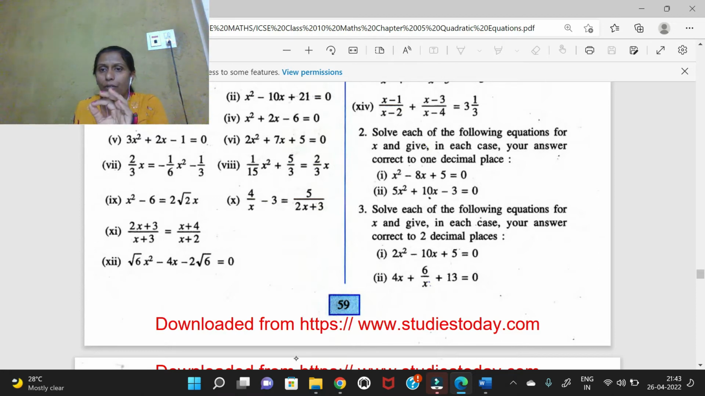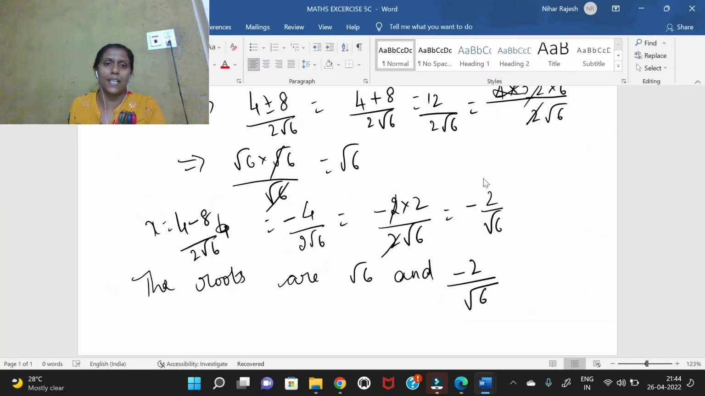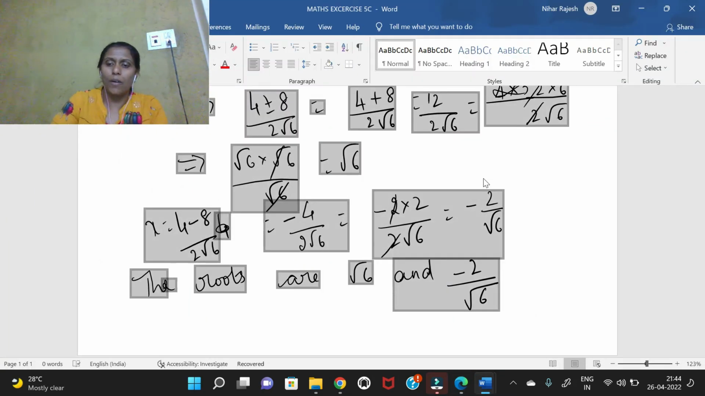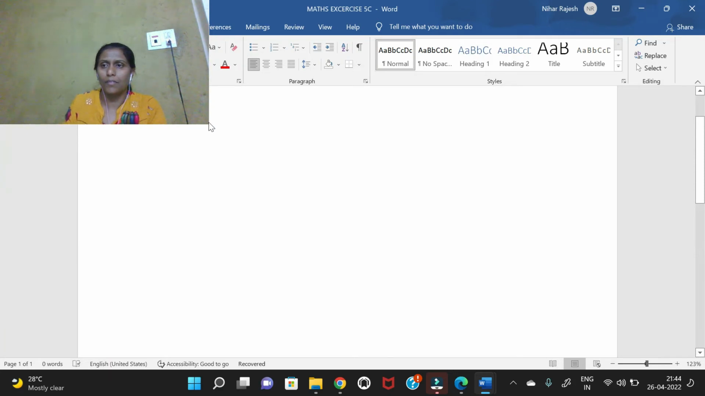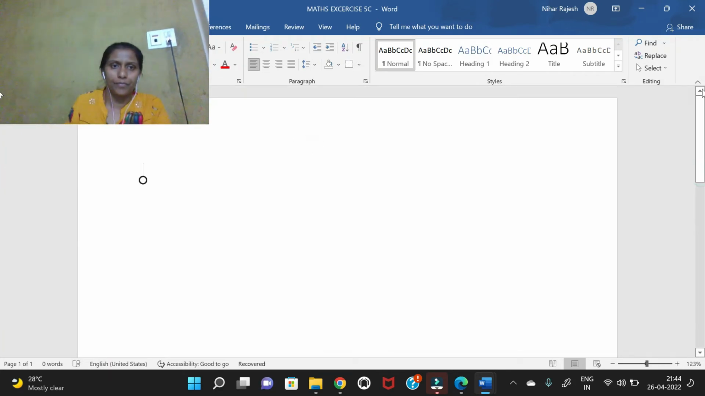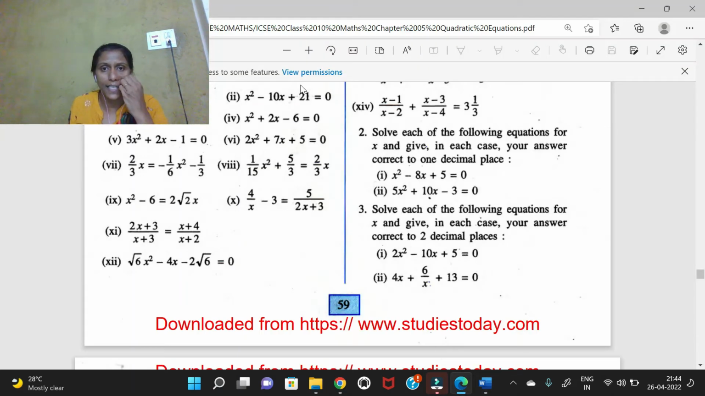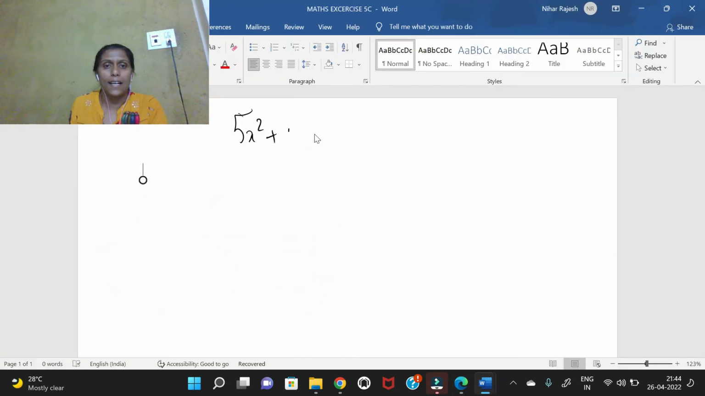Solve each of the following equations for x and give in each case your answer correct to 1 decimal place. Okay, now let me take the second one. 5x square plus 10x minus 3 equal to 0. Okay, now I am rubbing it off. 5x square plus 10x minus 3 is equal to 0. Next, what should I do?